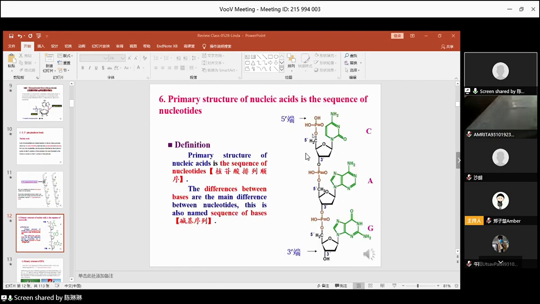Okay. And next is about the primary structure of nucleic acids. The primary structure of nucleic acids is the sequence of nucleotides. The difference between bases is the main difference between nucleotides, and this is also named the sequence of bases, 碱基序列. Okay. So for this point, I will also give you a single choice question.